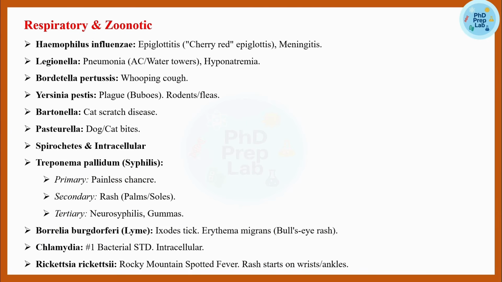Now you have certain respiratory and zoonotic disorders. The zoonotic disorders are the disorders that we get through animals. So here is a list which includes Haemophilus influenzae, Bordetella pertussis, which is whooping cough, Yersinia pestis, which causes plague. Then you have Pasteurella, which you get from dog or cat bites. Then you have Treponema pallidum, which causes syphilis. Then you have chlamydia, which also is the number one bacterial STD.